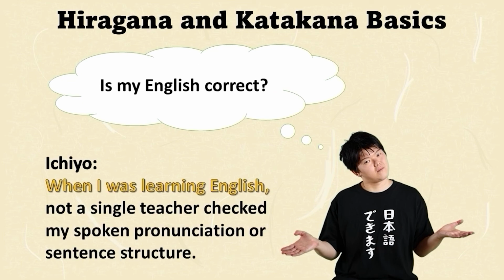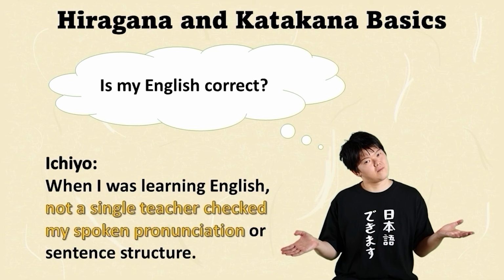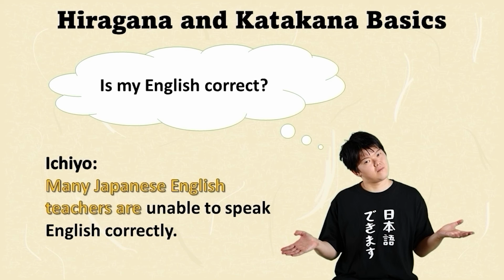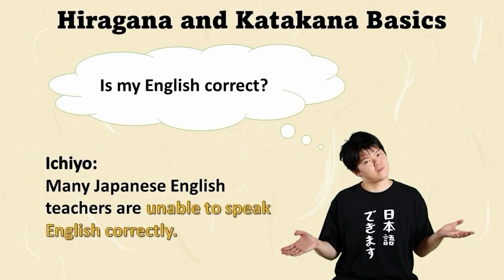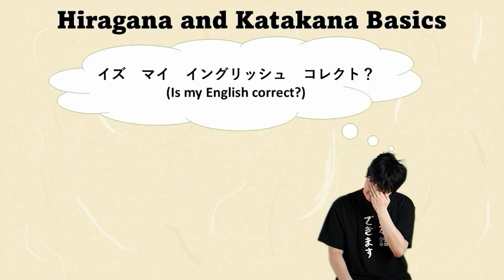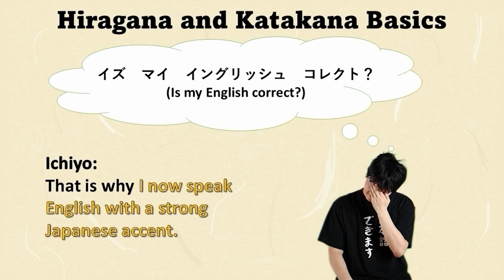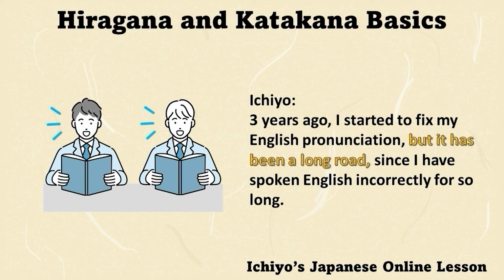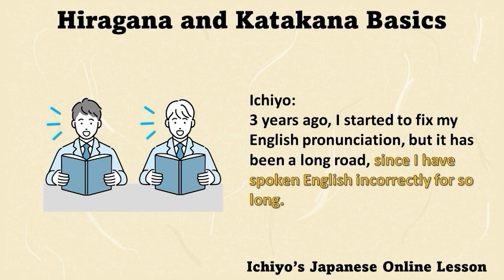When I was learning English, not a single teacher checked my spoken pronunciation or sentence structure. Many Japanese English teachers are unable to speak English correctly. That is why I now speak English with a strong Japanese accent. 3 years ago, I started to fix my English pronunciation. But it has been a long road since I have spoken English incorrectly for so long.